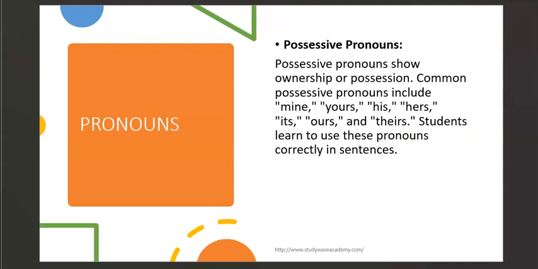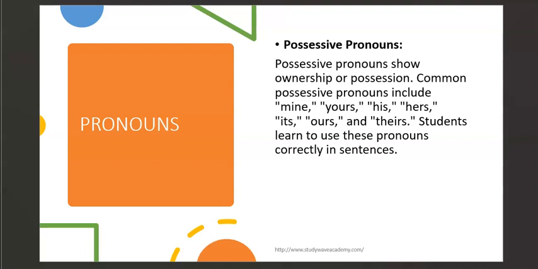Next, we have possessive pronouns. Again, possessive pronouns just show ownership or possession. They show who owns something, or what belongs to someone, okay? So we have common possessive pronouns, and the examples here are mine, yours, his, hers, its, ours, and theirs, okay? These are pronouns that are used to show ownership.